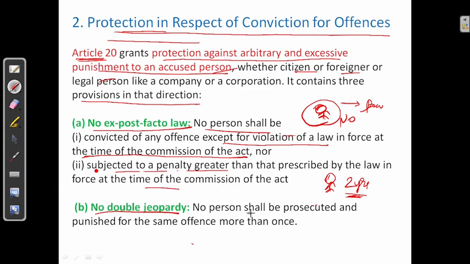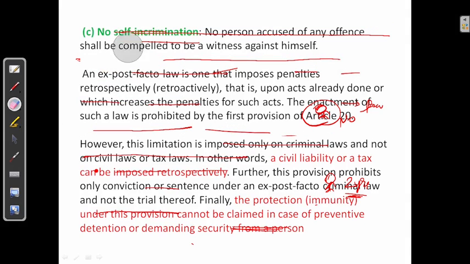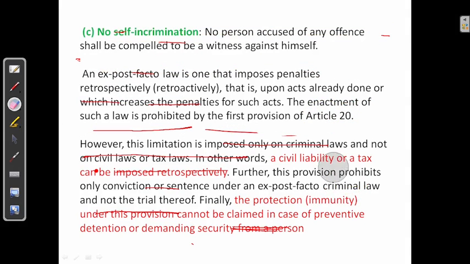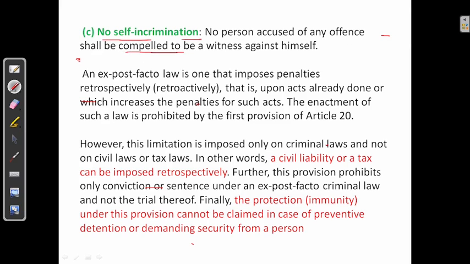Next, no double jeopardy. No person shall be prosecuted or punished for the same offence more than once. Clear? Next, no self-incrimination. No person accused of any offence shall be compelled to be a witness against himself. This is called no self-incrimination.